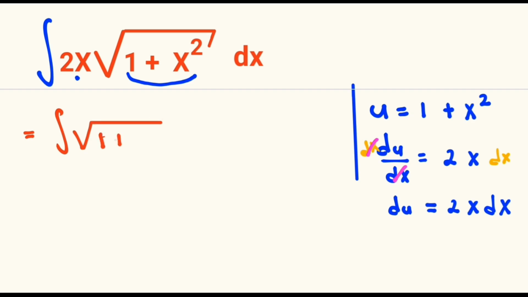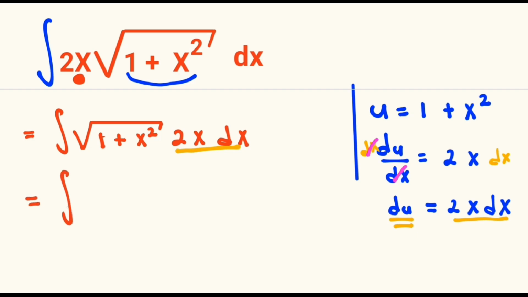We rearrange this integral, so we have the integral of the square root of 1 plus x squared, and we multiply this by that 2x and the dx. In the place of this 2x dx, we are going to substitute the du, because the du is equal to the 2x dx. So our integral in the form of u will be equal to the integral of the square root of, in the place of the 1 plus x squared, we substitute the u, and in the place of that 2x dx, we substitute that du.